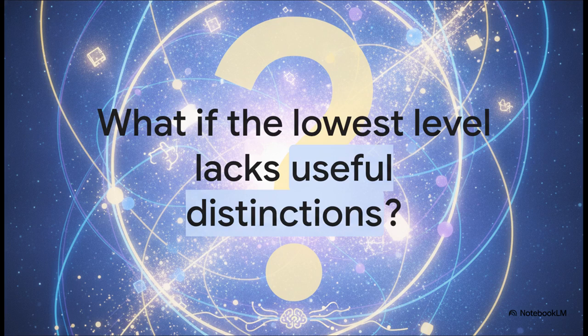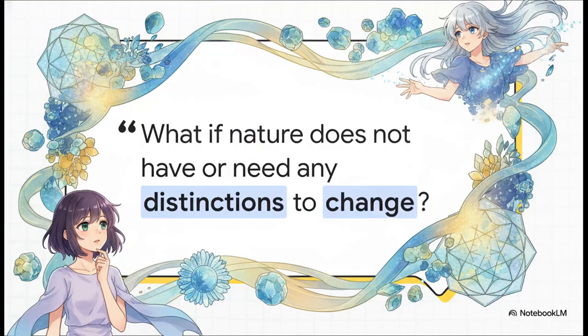Try to mentally dismantle that assumption we all have that the universe is made of tiny, separate, distinct building blocks, like quarks or strings. What if those individual separate blocks simply do not exist down there? And that leads us to this incredibly fascinating proposition from our source material. Quote, nature does not have or need any distinctions to change. Wow, it's a really powerful, radical challenge to standard physics. It's essentially suggesting that the very act of dividing the universe up into separate, distinct pieces might just be a limitation of our own human observation and not a true feature of nature itself.